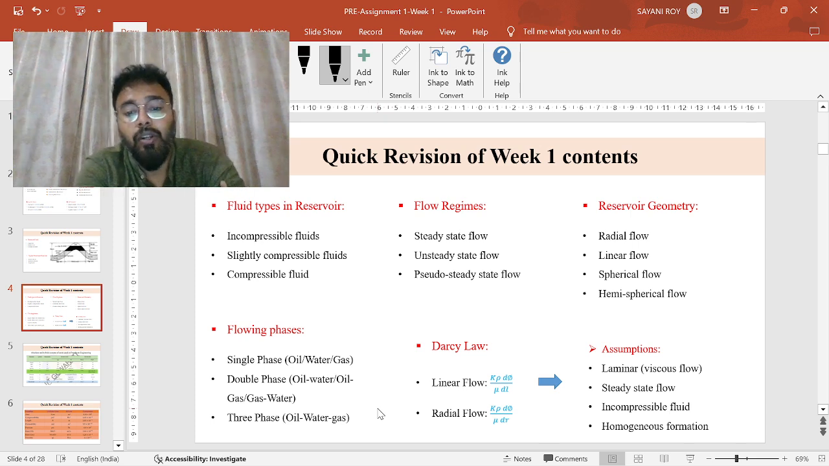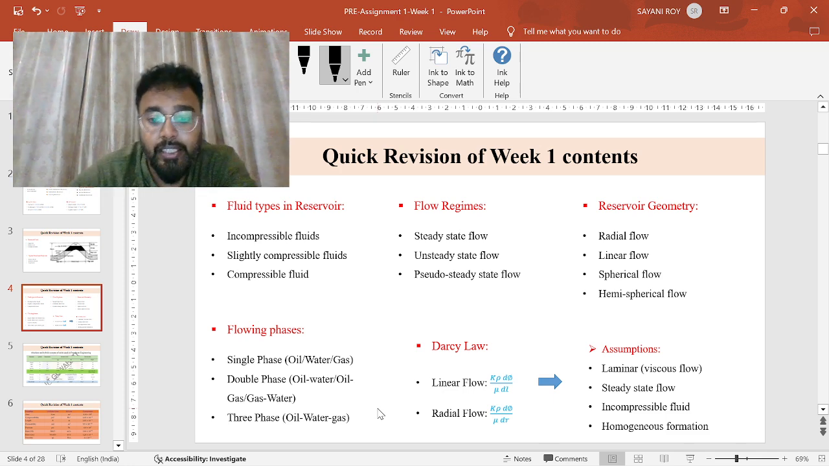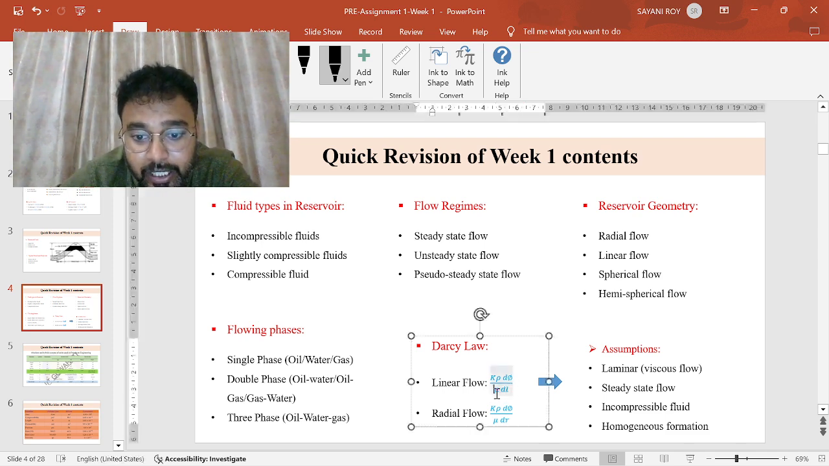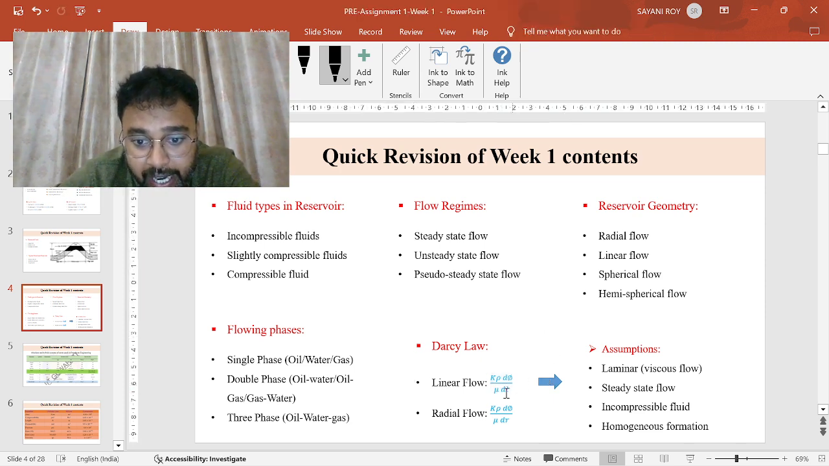Then we come to Darcy's law. The main equation used in the petroleum industry is Darcy's law. For linear flow, it is permeability into density into d phi, which is a function of pressure with distance, divided by mu, the viscosity. For radial flow, the equation is the same, only the pressure here is a function of radius and not linear distance.